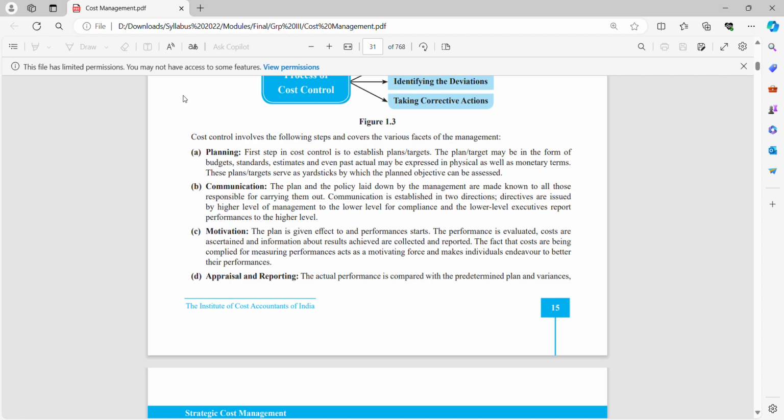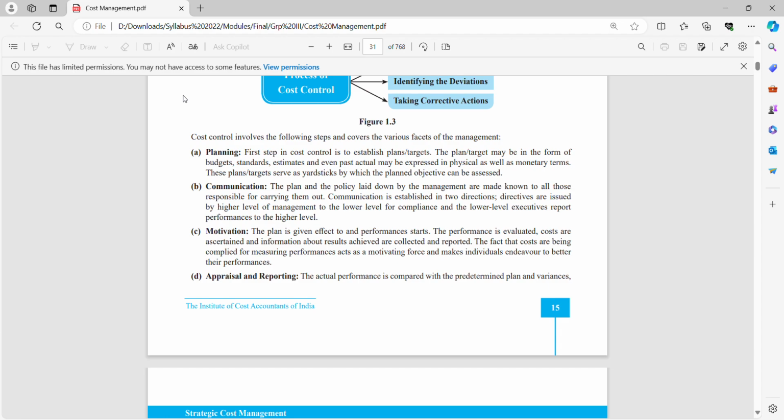Why 1 lakh? Why not 2 lakh? Why not 1 lakh 50? Why not 90,000? I need to establish a control by setting a target. I need to plan my target. The planned target may be in the form of budgets, standards, estimates, and even past actuals. It can be anything. Out of my past experience, my expenses were around 85 to 90,000, so I'm keeping 10, 15,000 extra.